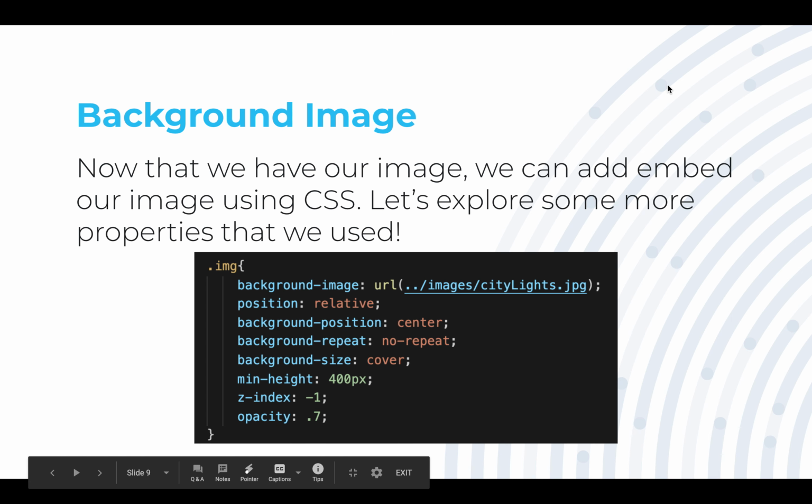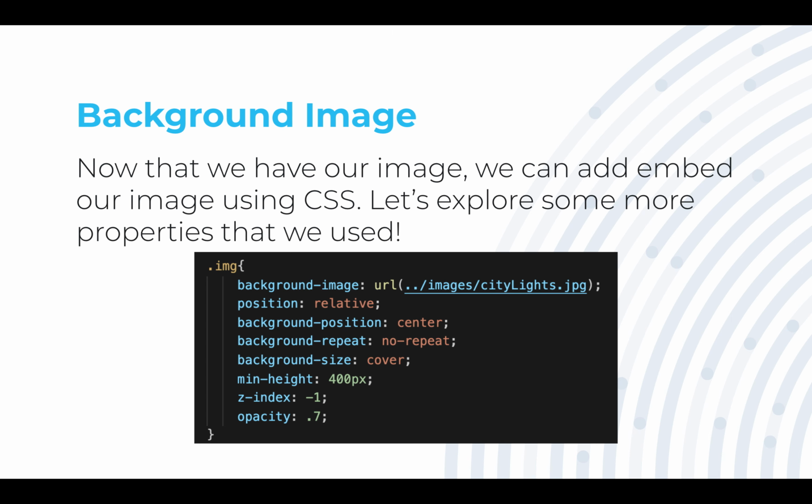So now that we have our image, we can embed our image using CSS. So let's explore some more properties that we use. Over here, we specify the background image. We can enter in a file path, kind of, that guides us to where the image is located in our file system or file explorer.